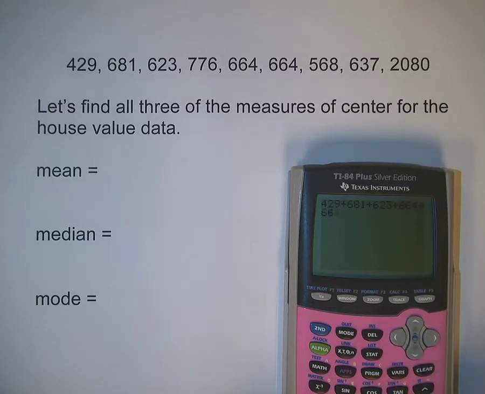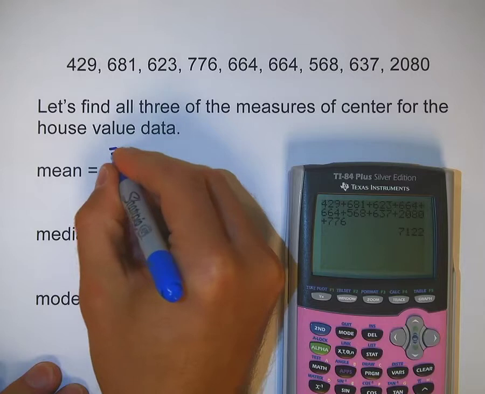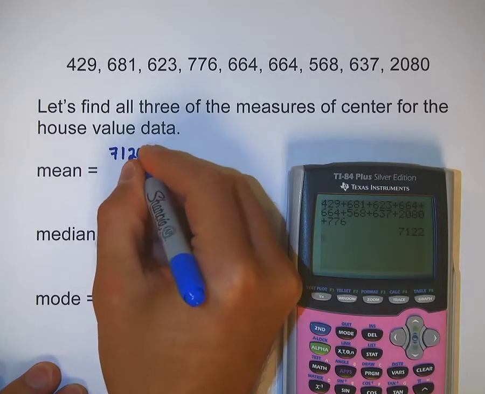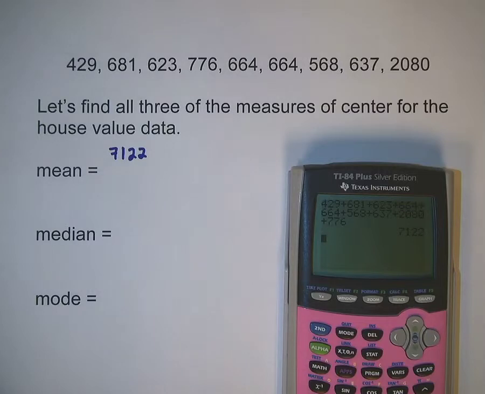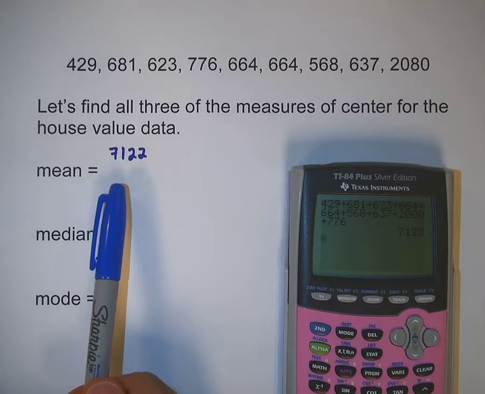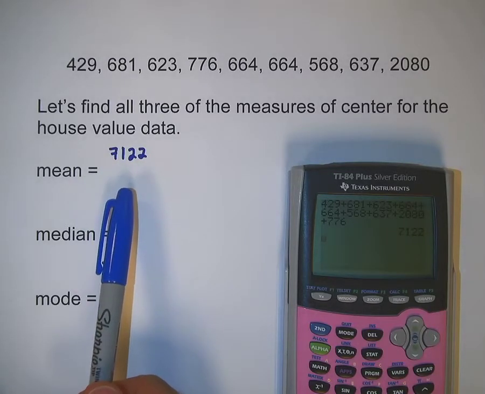I'm just adding all of these up, making sure I don't type anything in wrong, and let's see if I got them all. It looks like I've missed one. Oh, I missed the 776, so I'm going to put that in there. It's always a good idea to go back and double check to make sure you have all the numbers, so you don't make a mistake like I just did. So the sum ends up being $7,122. What that means is that all of the houses on the block added together are valued at about $7 million.